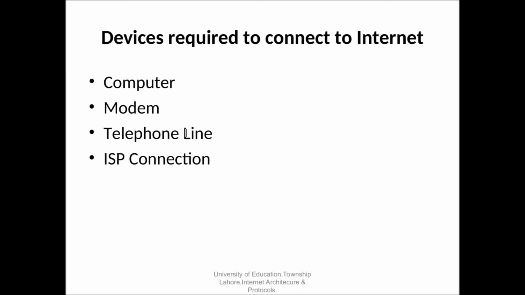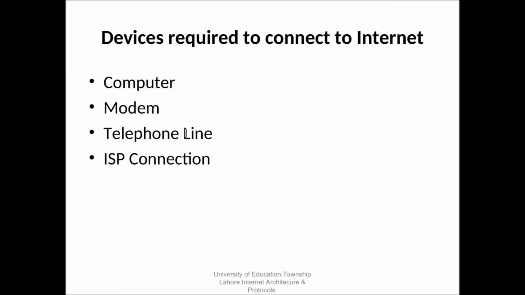If there is an analog signal, the data will be transmitted. If there is a digital signal, the data will be transmitted. So first of all we must have two end devices, and these devices will be a computer or laptop. End devices means a device at the sender side and a device at the receiver side.